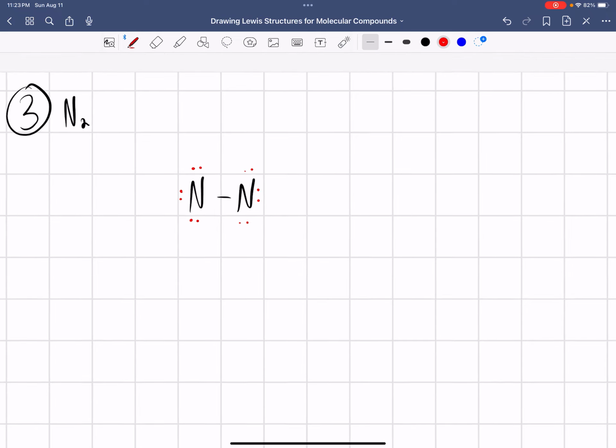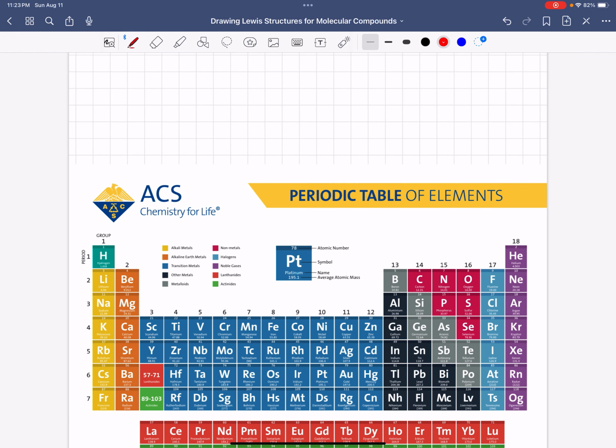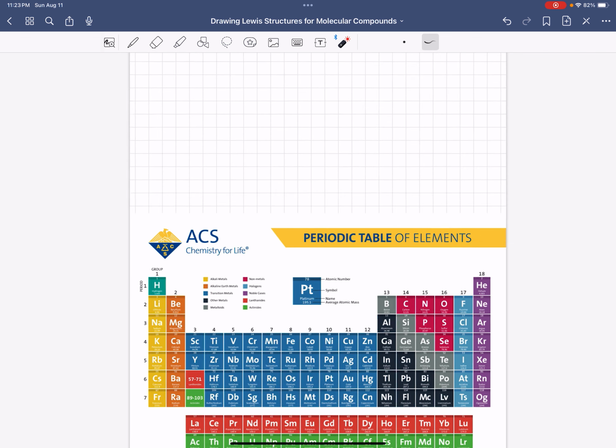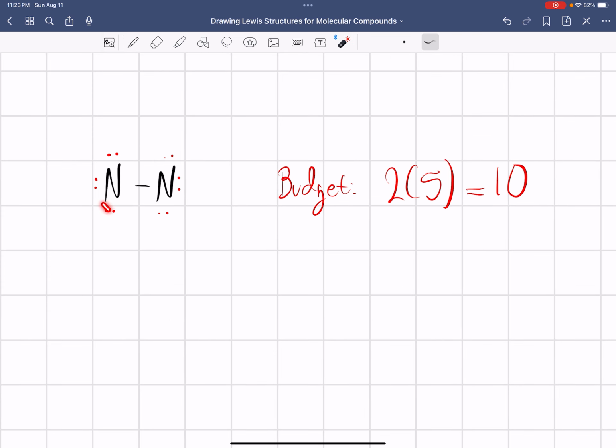Now we're going to find, yet again, our budget. So to find the budget, let's just find nitrogen in the periodic table. And nitrogen's here. Let's count the number of valence electrons. 1, 2, 3, 4, 5. So 5 valence electrons for nitrogen. And we have 2 of them. So our budget is just 2 times 5 makes 10. Let's check our spending. And how did we do? 2, 4, 6, 8, 10, 12, 14.